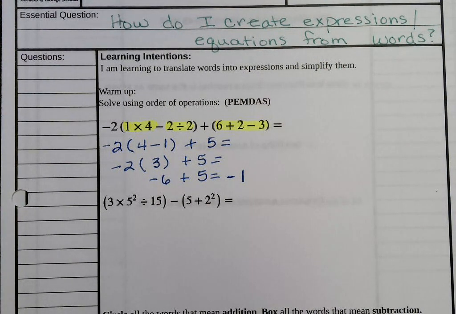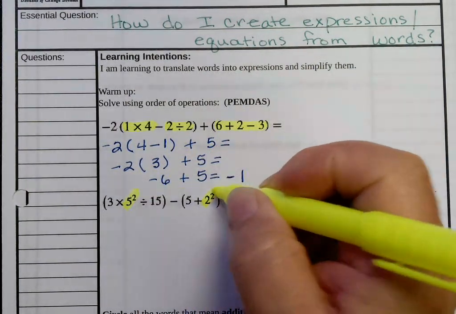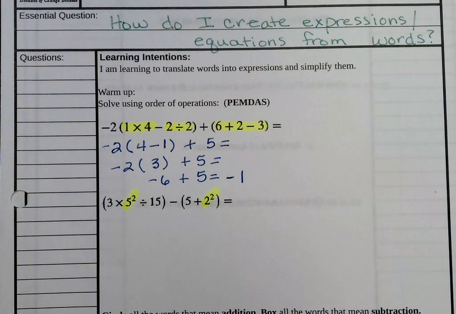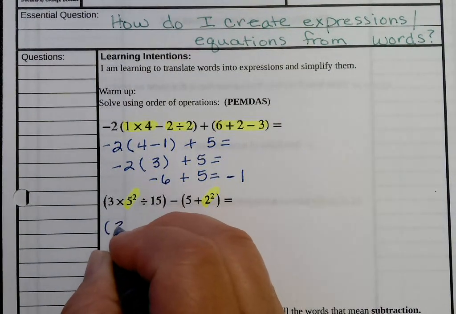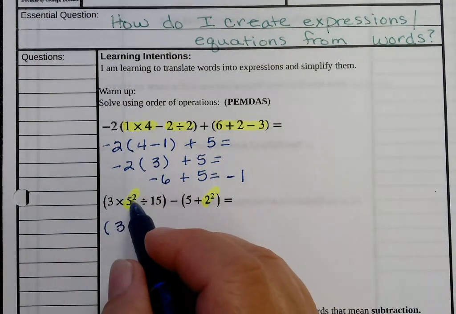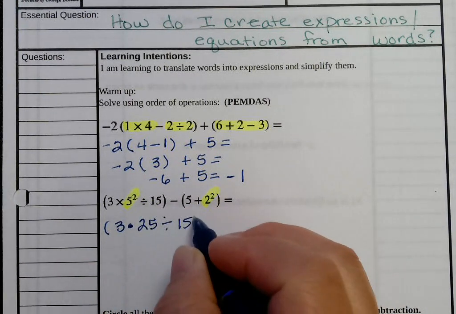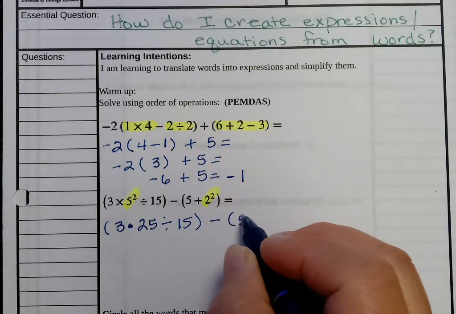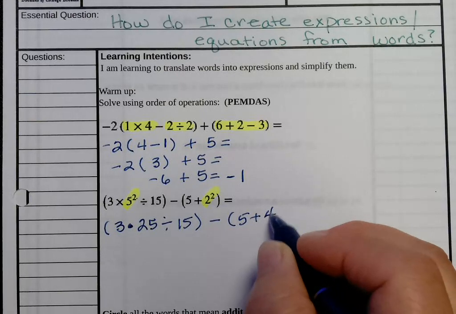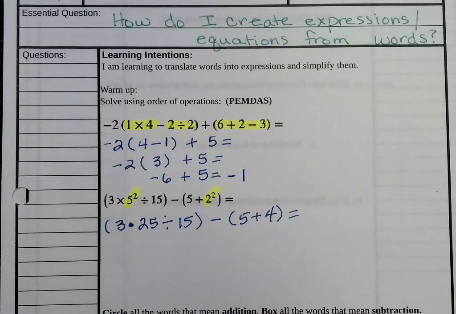So for the next one, 2 sets of parentheses. First thing I have to look for is exponents in my parentheses. I've got 2 sets of exponents, so that is my first task. Now, I'm not going to use the X for multiplication. I'm going to use a dot. 5 times 5 is 25 divided by 15 minus 5 plus 2 times 2 is 4. Okay, I've got the first set done.